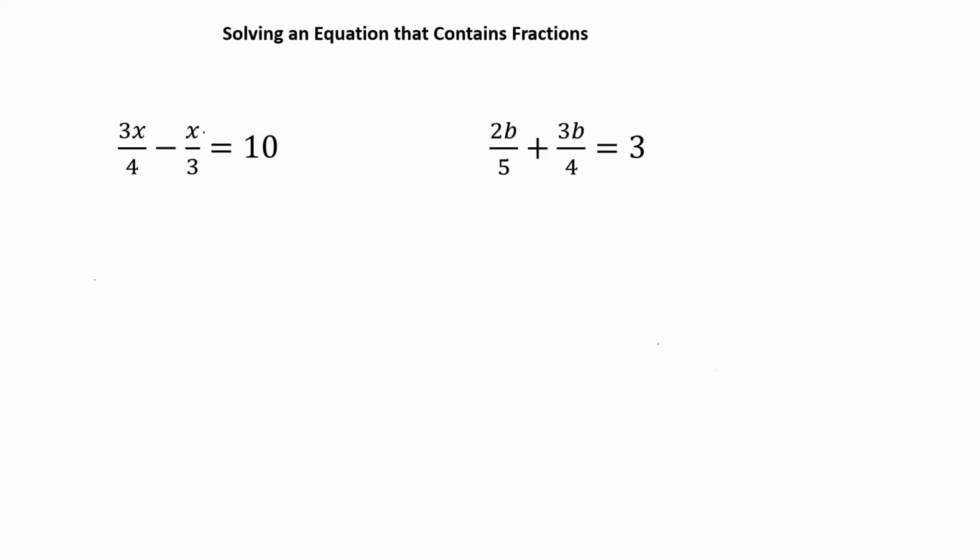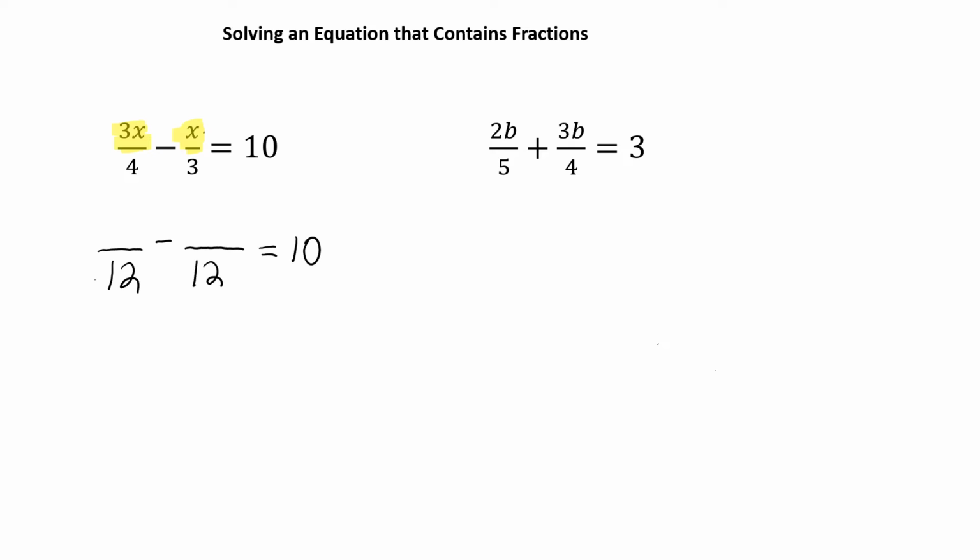Solve an equation that contains fractions. All right, so here we have an example where we need to combine like terms before we can solve for the variable. So we have 3x over 4 minus x over 3 equals 10. We can't combine the 3x minus x because our denominators do not match. However, we most certainly can make the denominators match by finding their common multiple, which is going to be 12. They both share the number 12.